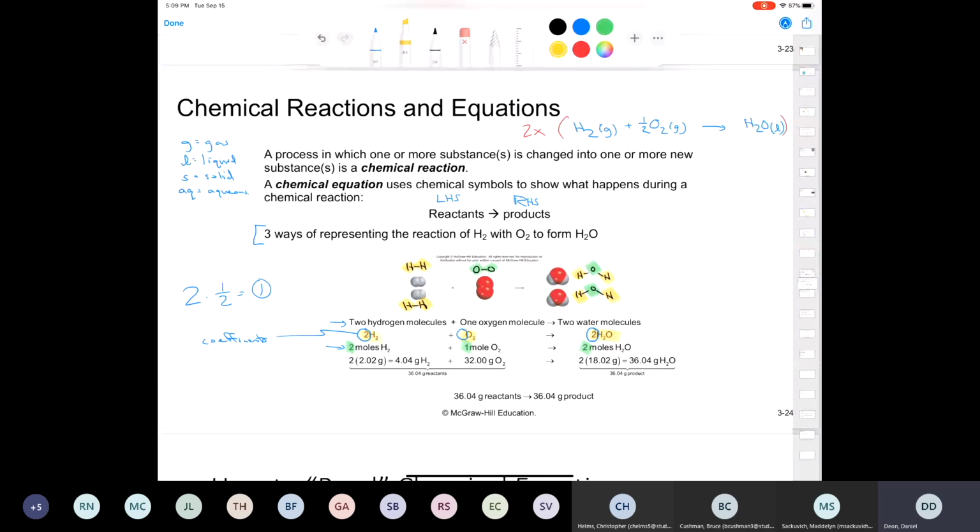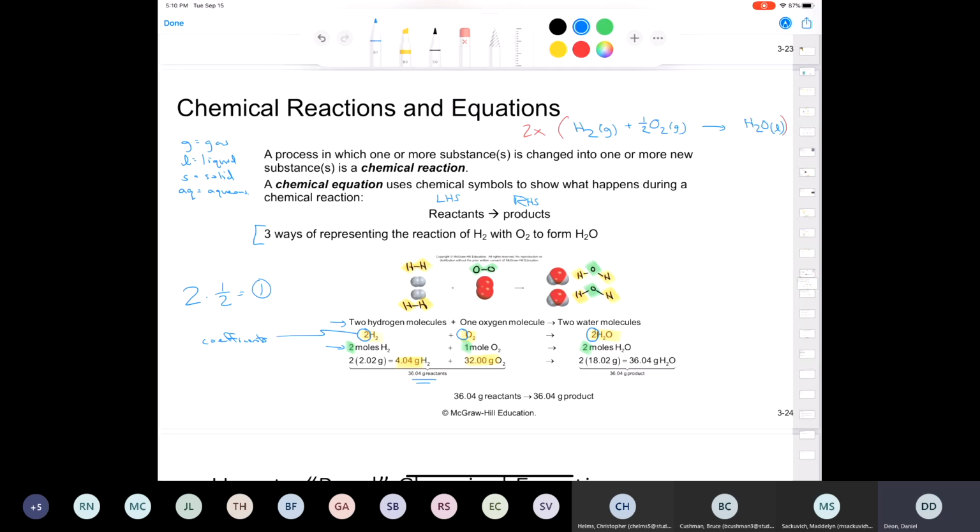Absolutely, it should. If you tally up the mass of 2 moles of hydrogen, 2 times 2.02, you get a mass of 4.04. So that's the total mass of hydrogen in 2 moles of hydrogen. If you tally up the mass of 1 mole of oxygen, you get 32. Now you tally that all up and you get 36.04 grams.